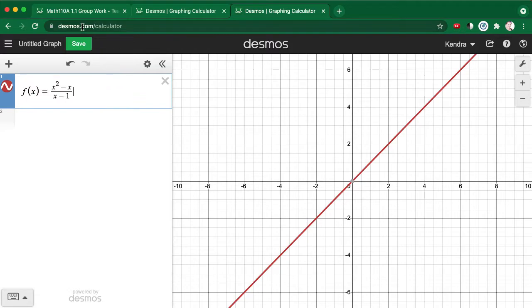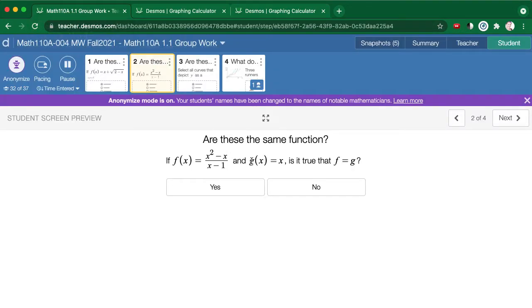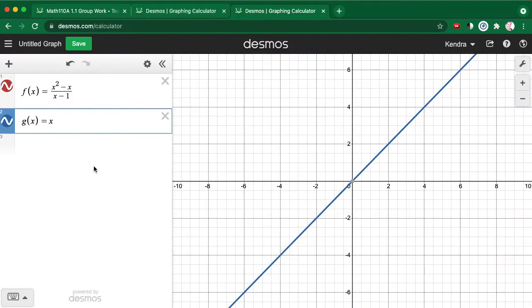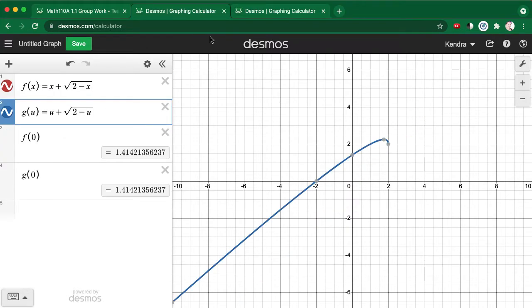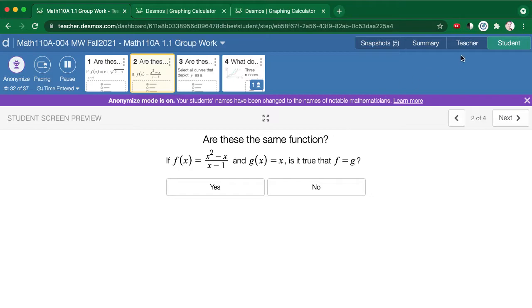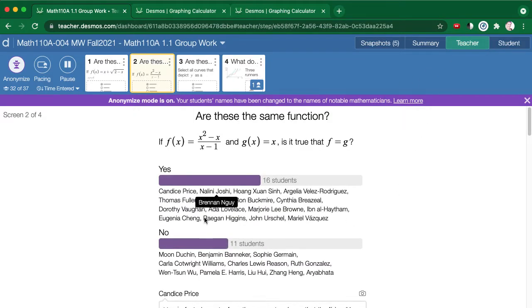And paste in that f, and I'm going to copy and paste in this g. And I can do the same thing. It looks like they are the same graph, okay? Some people alluded to, let's see, what was the split on this? More than half said, yes, they are the same function. 16 students said they are the same function. 11 students said they are not the same function.